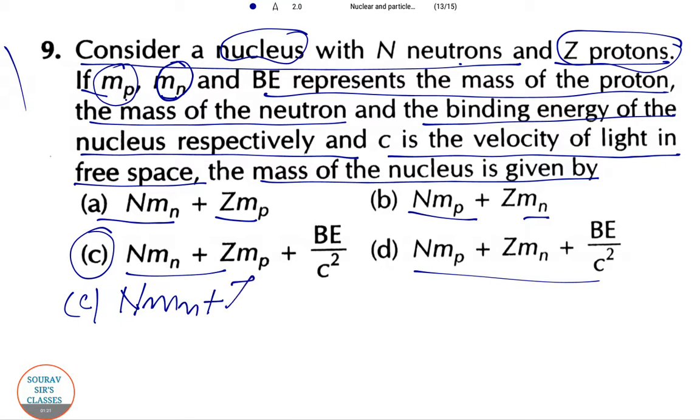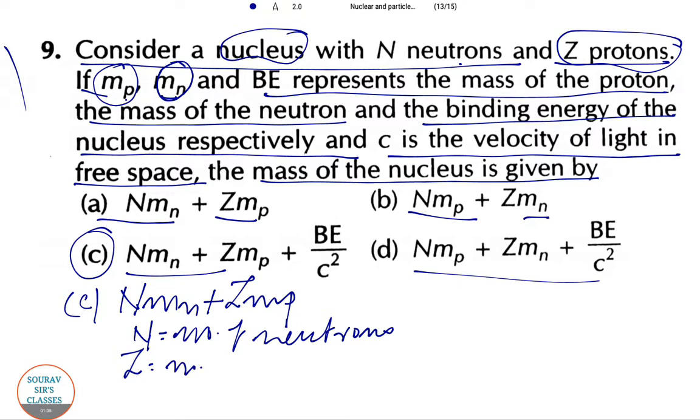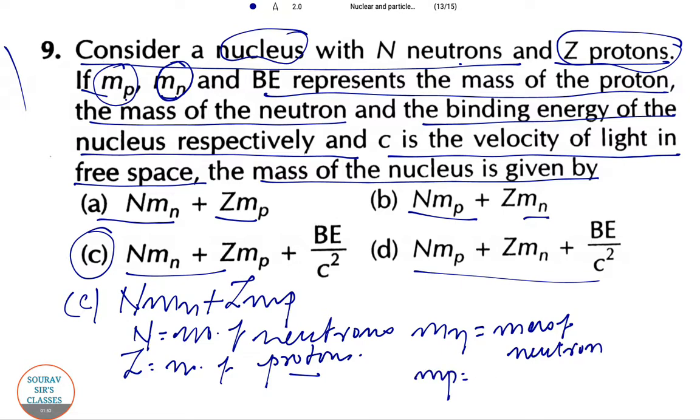The mass of the nucleus will be N Mn plus Z Mp. That is purely theoretical, where N is the number of neutrons, Z is the number of protons, Mn is the mass of the neutron, and Mp is the mass of the proton. C is the velocity of light.